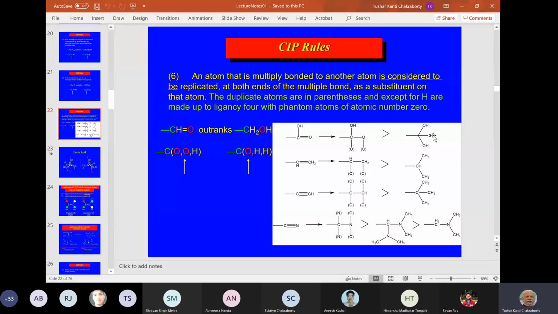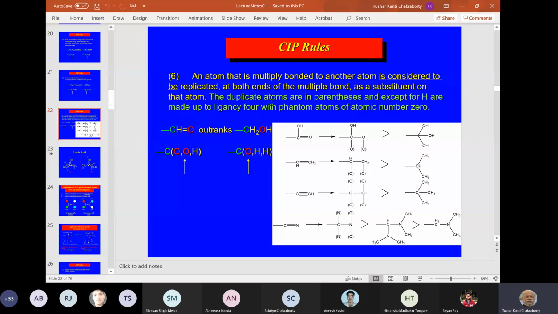Since one of the oxygens is attached to 1 carbon, I have given this one a higher priority. The bottom one is also the same thing: this carbon is attached to this carbon on the left, and since it's a double bond, I put 1 more carbon, and of course it has 2 hydrogens. And the inside carbon also has one carbon attached here, one hydrogen, and one I have put here.